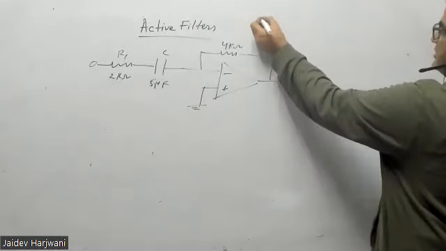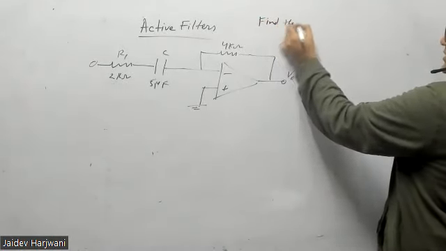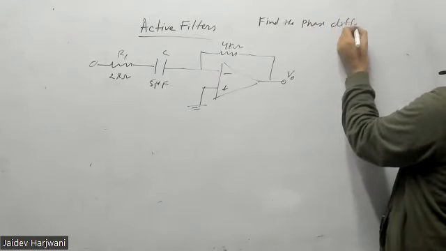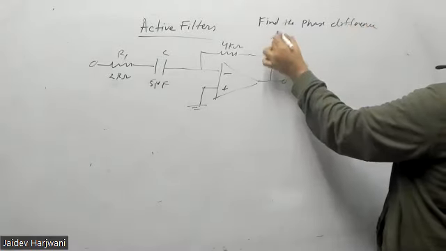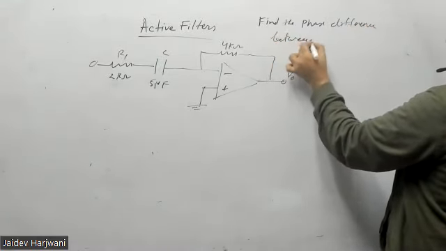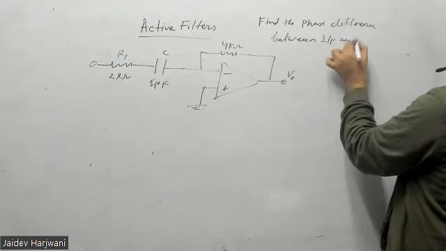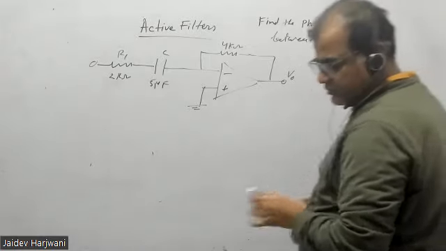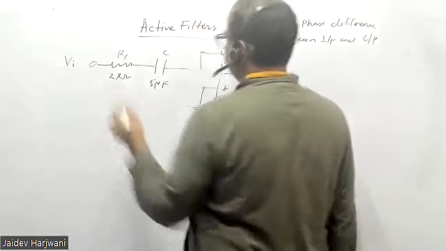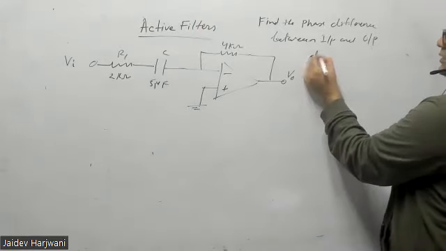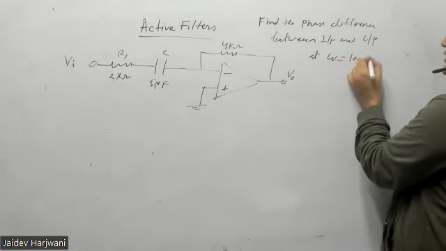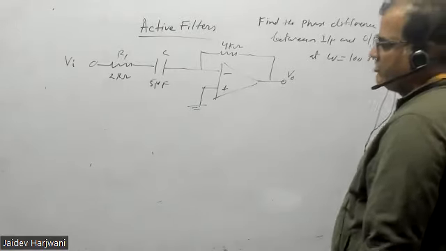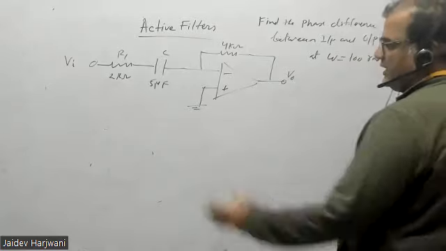Now, in the question, we're asking: find the phase difference between input and output at omega equal to 100 radian per second. At this frequency, what is the phase difference?